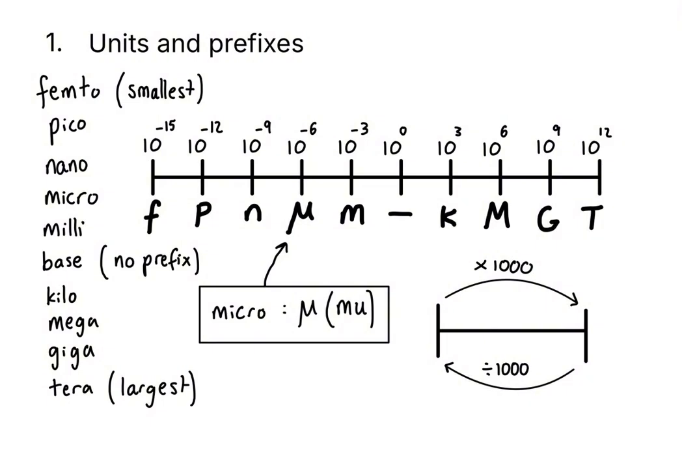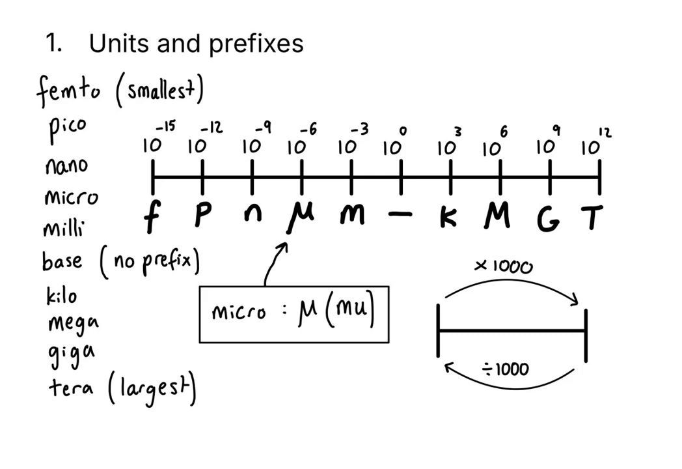We go up in powers of 1,000. Each step along this line multiplies by 1,000. Going down from your base unit, milli is 1,000th, micro is 1,000,000th, then nano, pico and femto, which is 10 to the minus 15, the scale of the nucleus itself. And going up, kilo is 1,000, then mega, giga and tera.